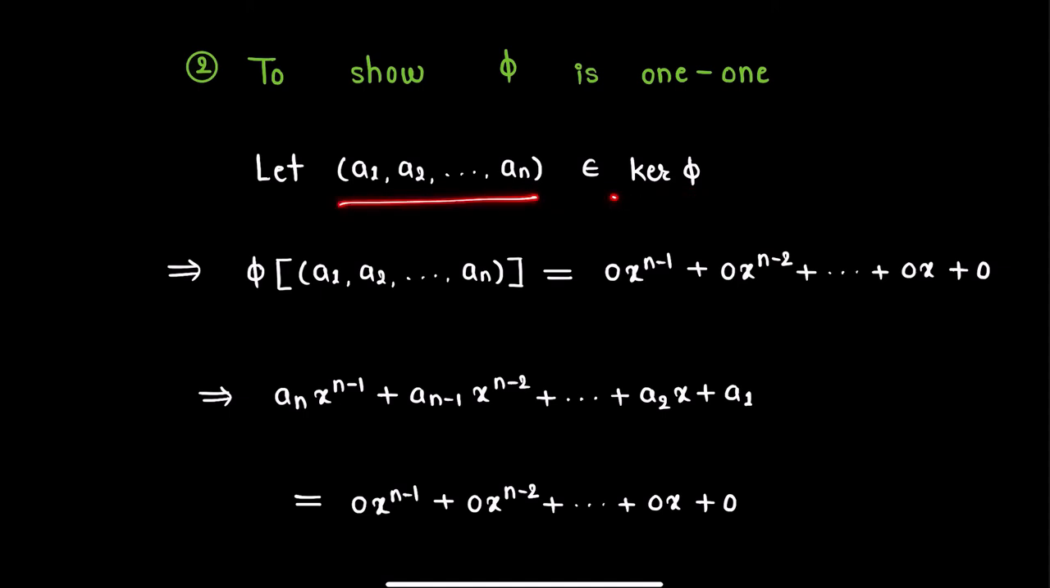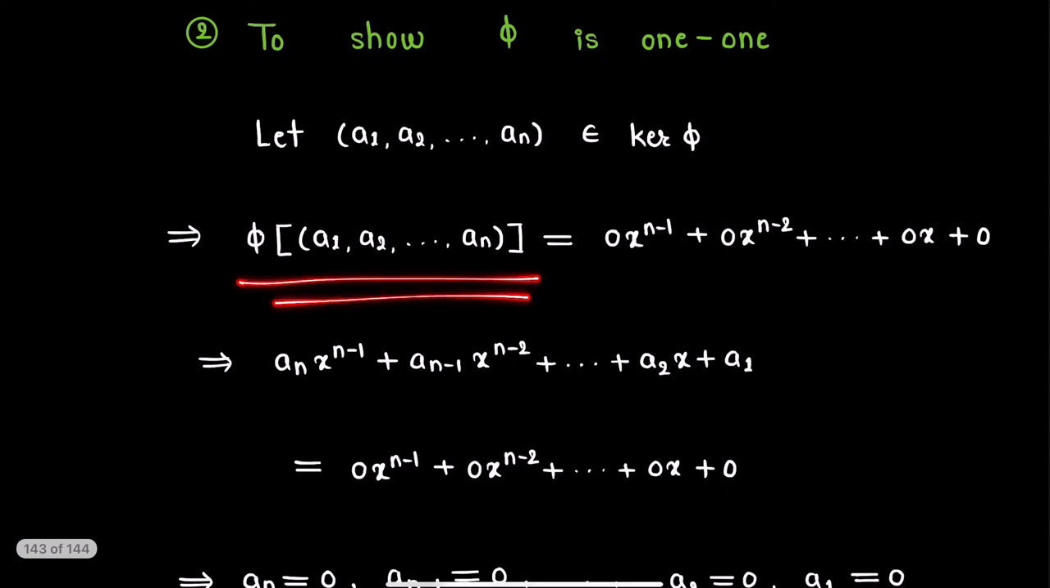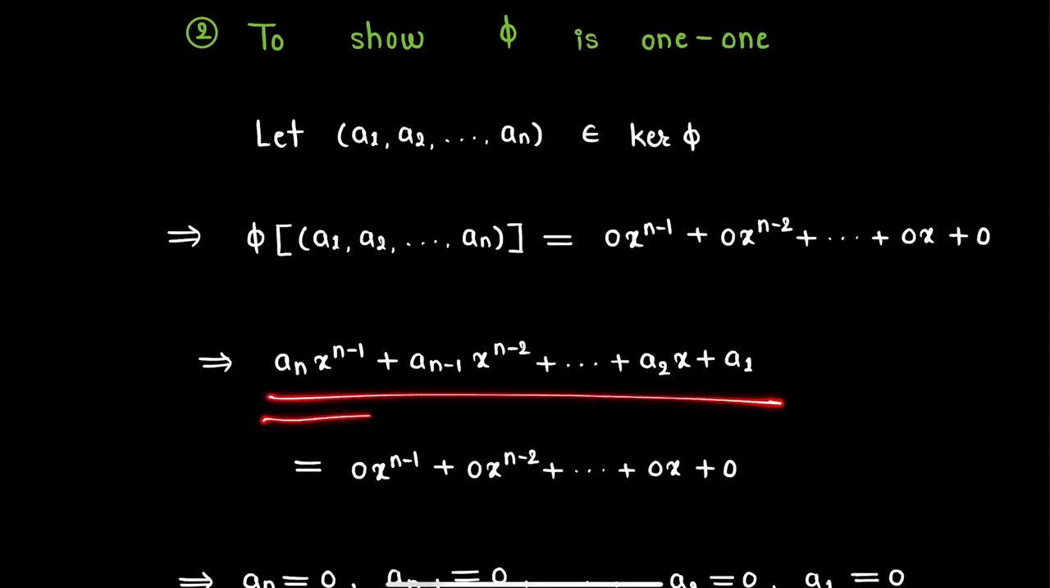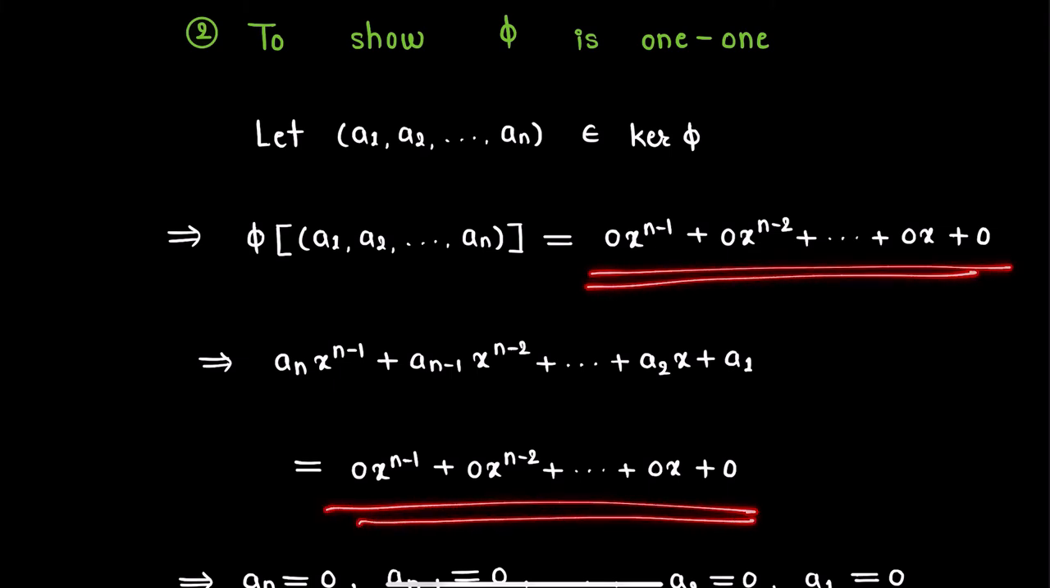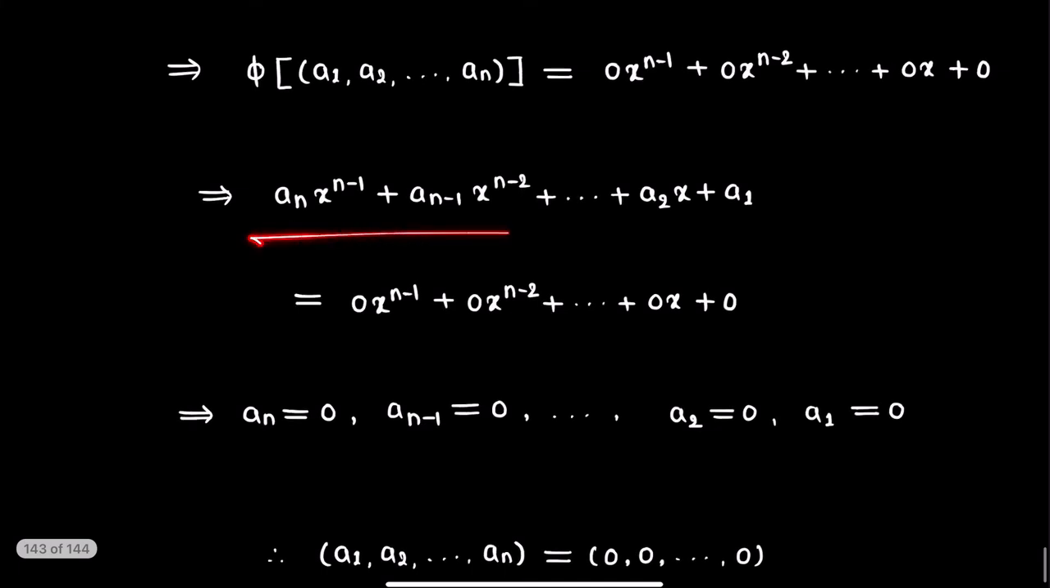Now as this ordered n tuple is in kernel phi, we have phi of (a1, a2, up to an) will be equal to 0 x to the power n minus 1 plus 0 x to the power n minus 2 plus and so on plus 0x plus 0. This is the 0 polynomial in Vn. Now phi of this ordered n tuple will be this polynomial, and which is equal to the 0 polynomial. Now as these two polynomials are same we can compare their coefficients.